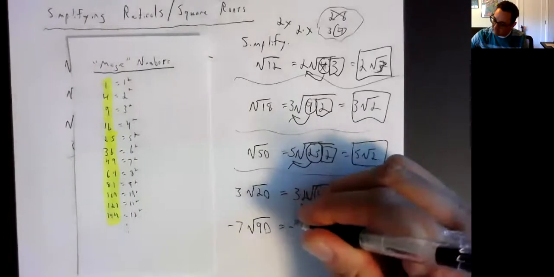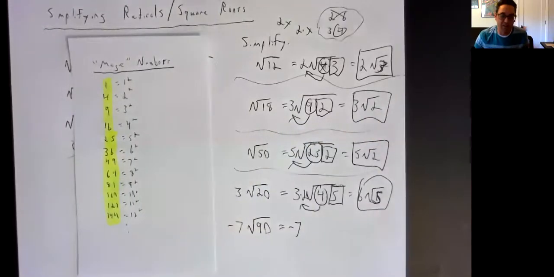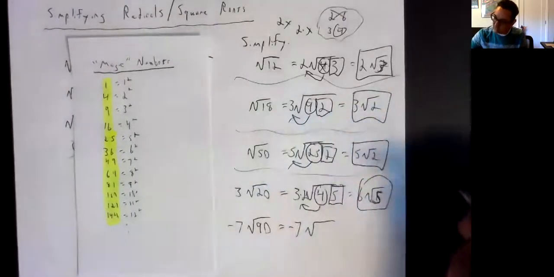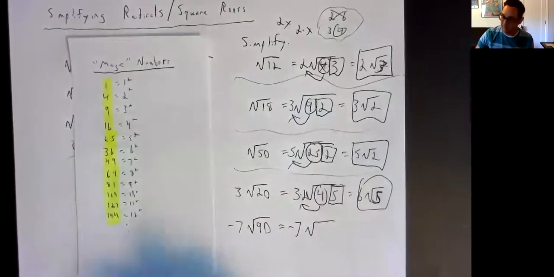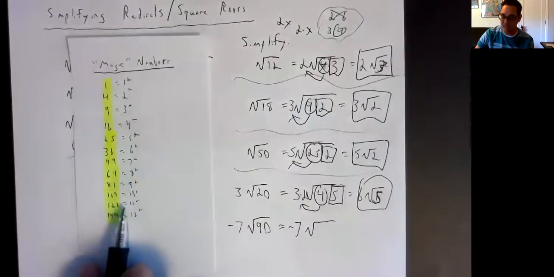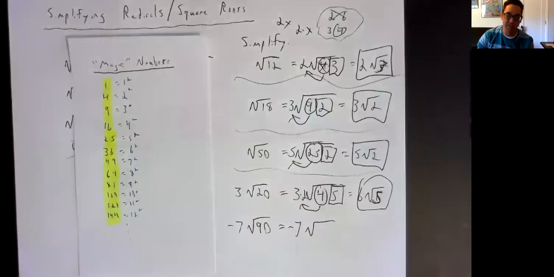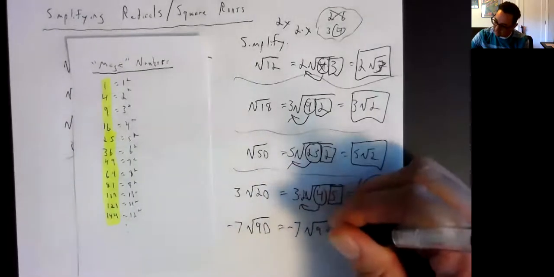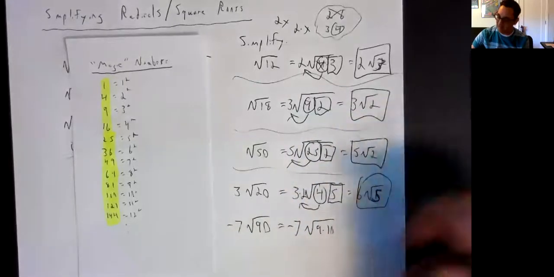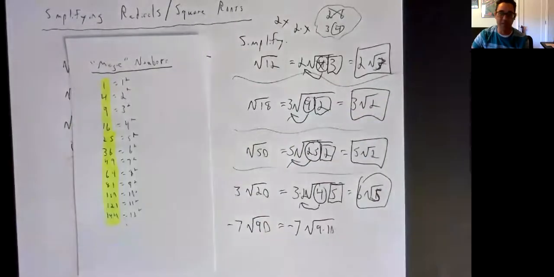Now, if it's outside, it just stays outside. This job is done. Right? 90, what are magic numbers? 90 is not on this list. 100 is, because that's 10 times 10. But 90 is 9 times 10, right? And 9 is a magic number on this list.